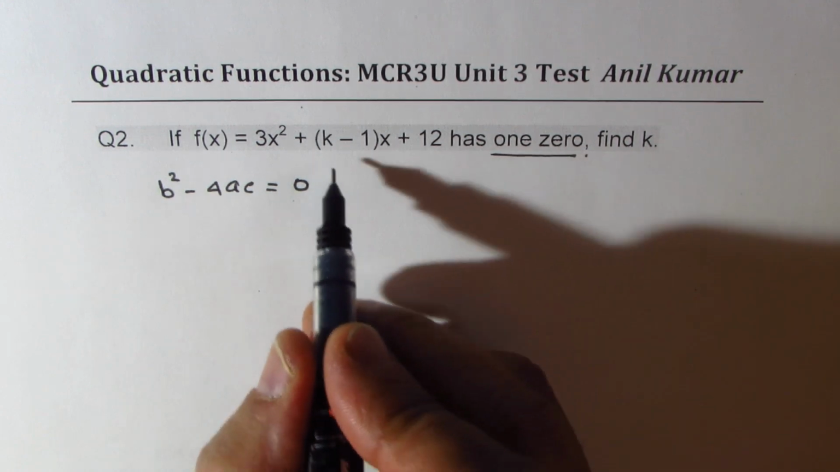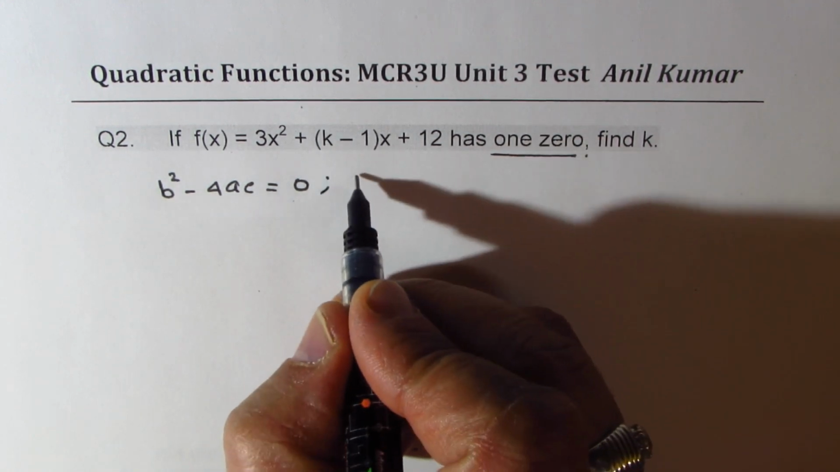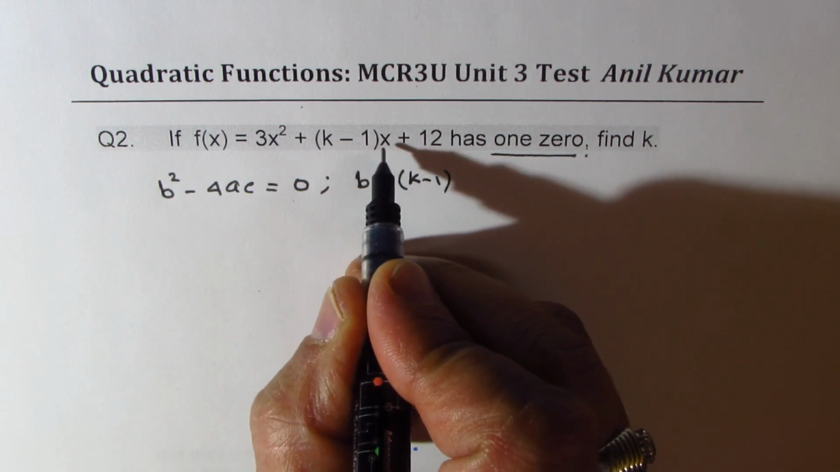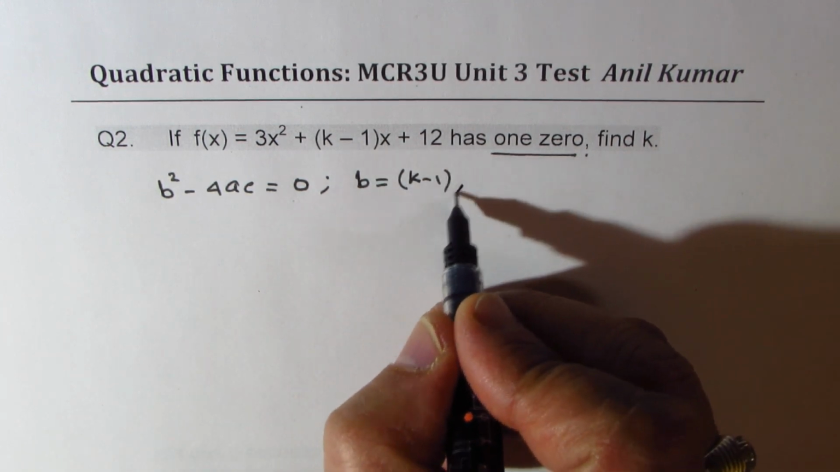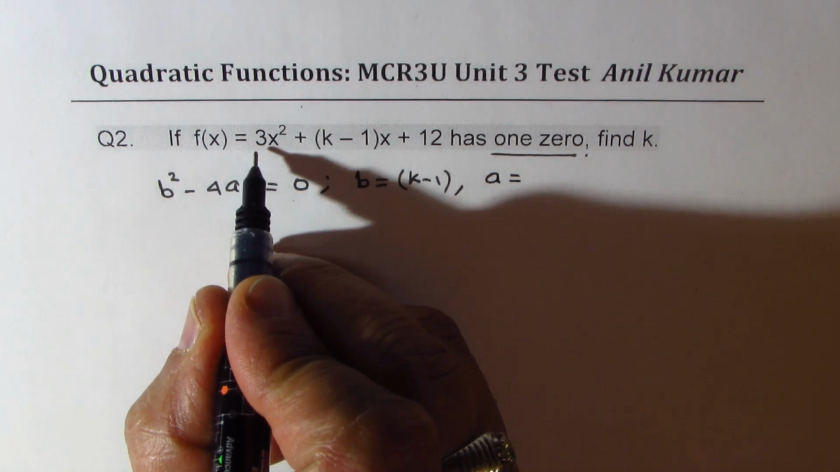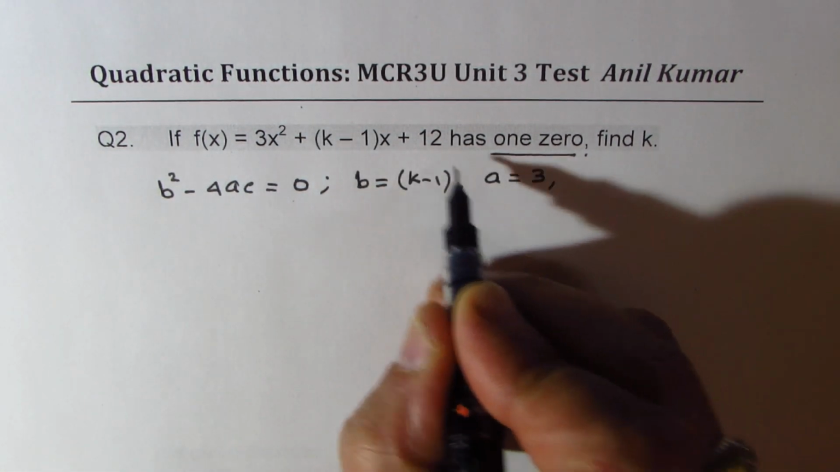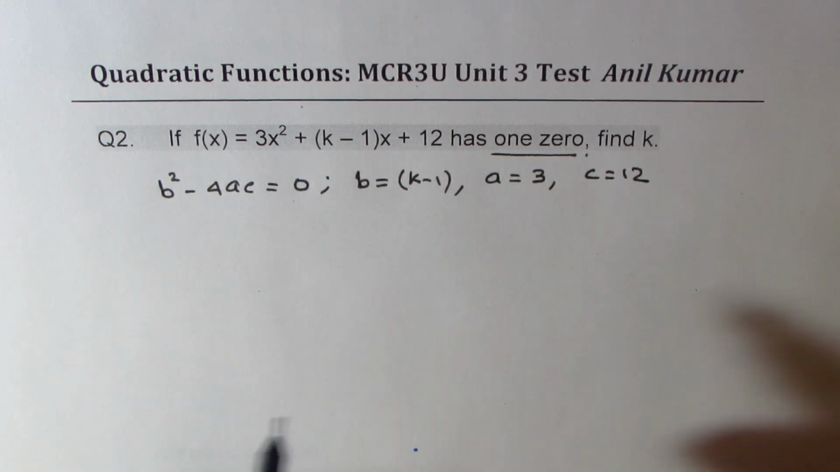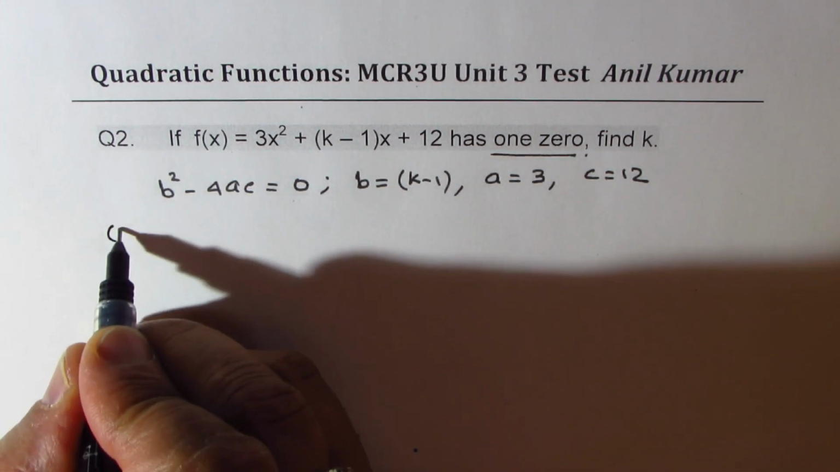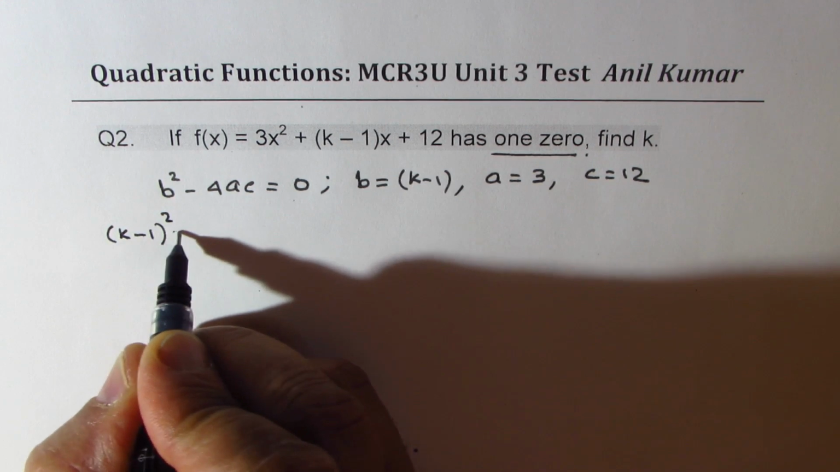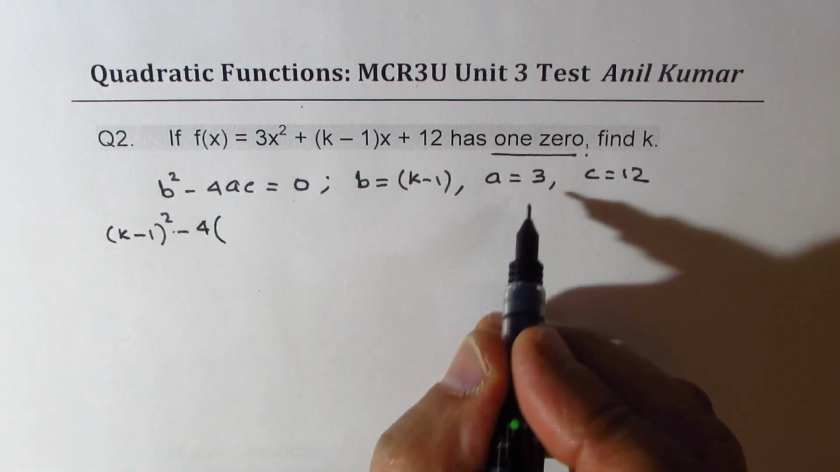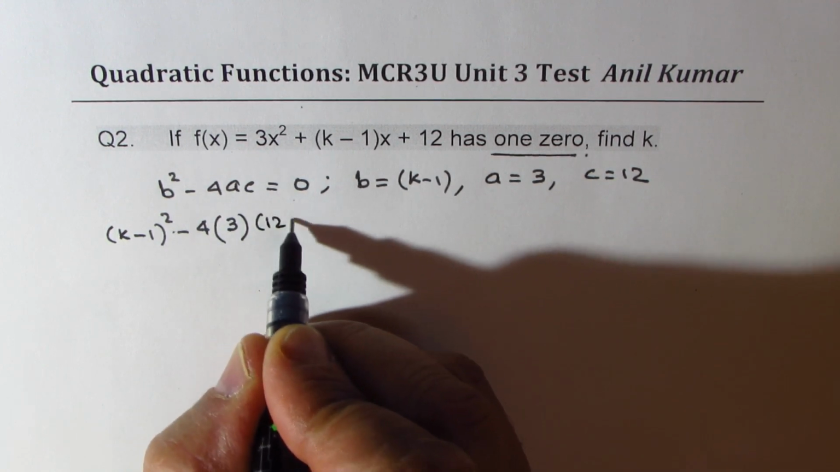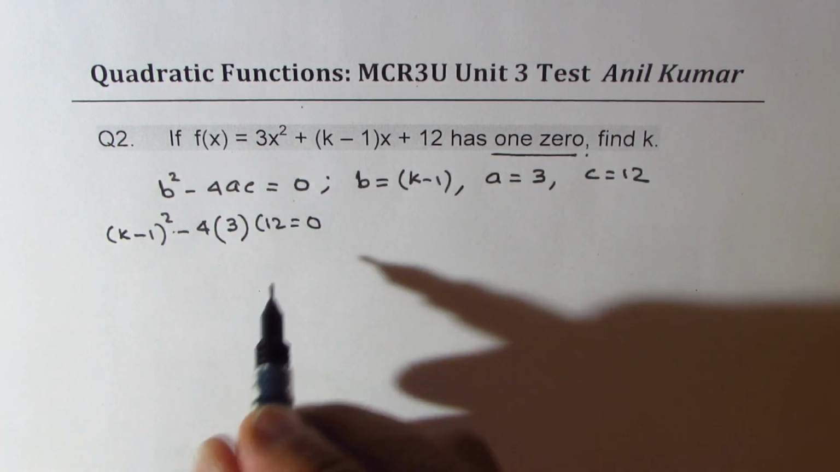So in our case, what is the value of b? b is equal to k minus 1. It is the coefficient of x. As far as a is concerned, a is the coefficient of x squared, which is 3, and c is equal to 12. So we'll substitute these values here. b squared means (k minus 1) whole squared, minus 4 times a is 3 and c is 12. That should be equal to 0, right?